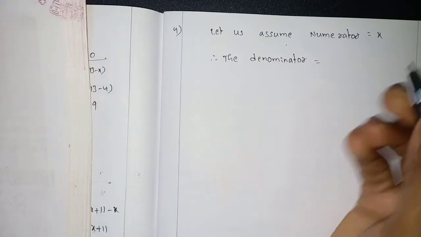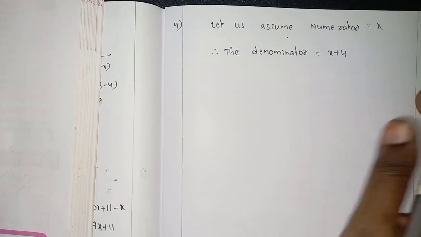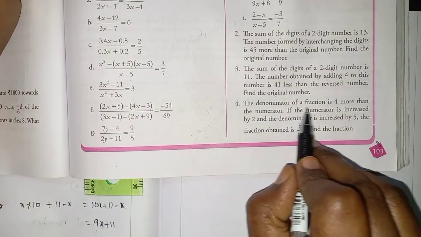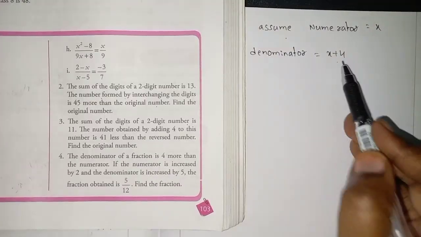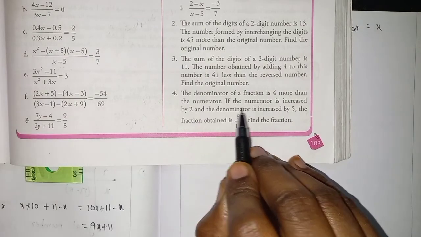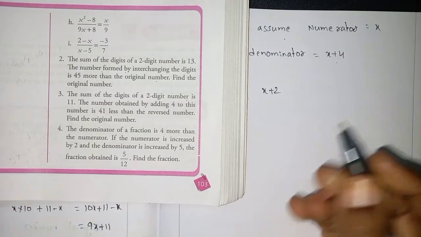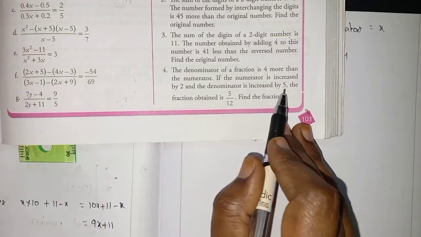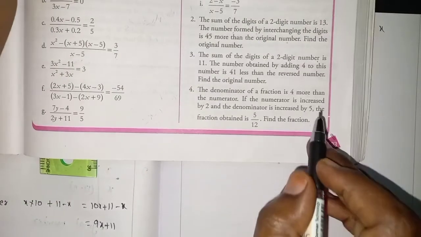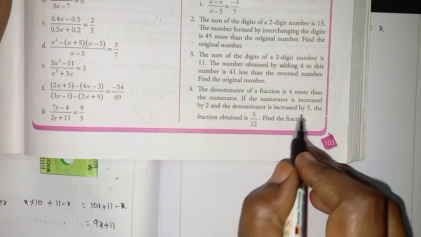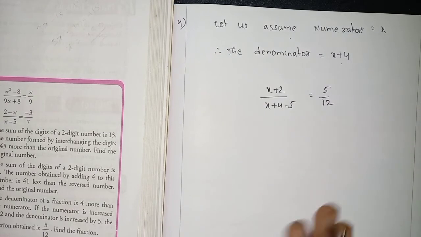How much will the denominator be? x plus 4. Why x plus 4? They have given, na, the denominator of the fraction is 4 more than the numerator. So, 4 more than the numerator. Now, if the numerator is increased by 2, means x plus 2, and the denominator is decreased by 5, it means x plus 4 minus 5, the fraction obtained is 5 by 12.